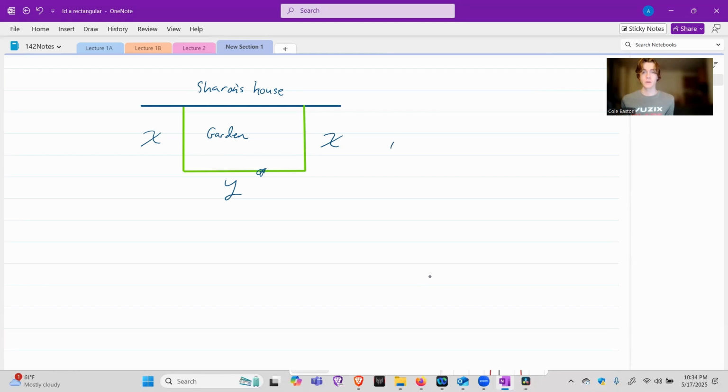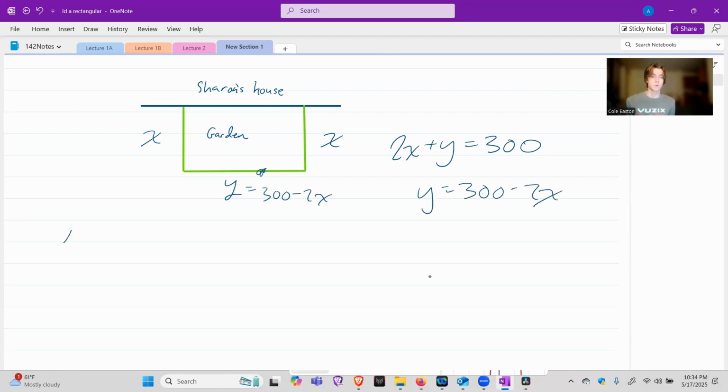So we know that we need to use all of the fencing in order to maximize the area, which means that we do know that 2x plus y equals 300, which means we can solve for y as 300 minus 2x. So now we know that area is width times height, which is 300 minus 2x times x, which is 300x minus 2x squared.